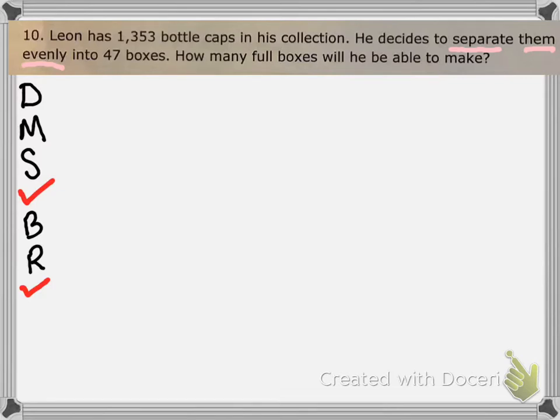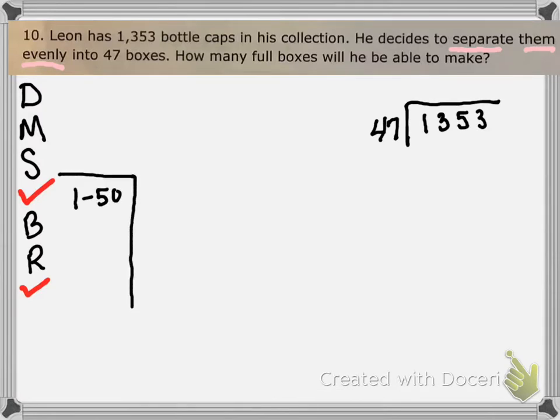So let's go ahead and get started by taking 1,353 and we're going to divide that by 47. We want to make sure before we start doing our algorithm that we have a space to work our compatible number. So I'm going to look at my divisor, 47, and I'm going to use the number 50. That's close to 47. And I can easily figure out those multiples of 50 real quickly.